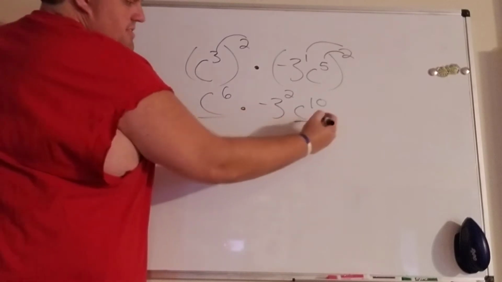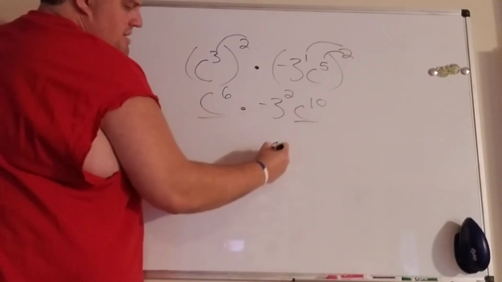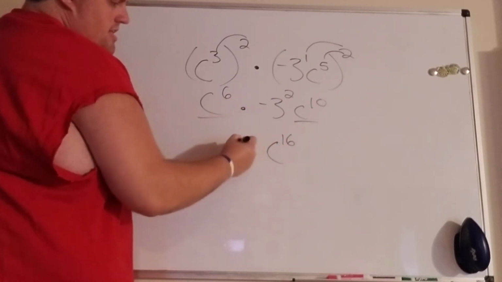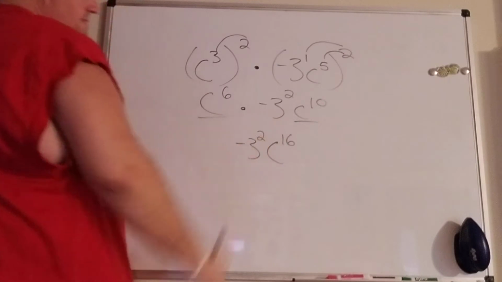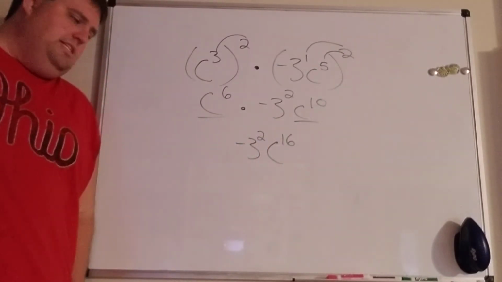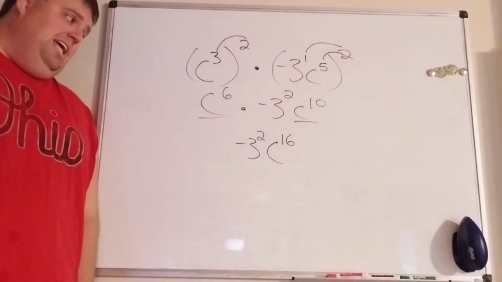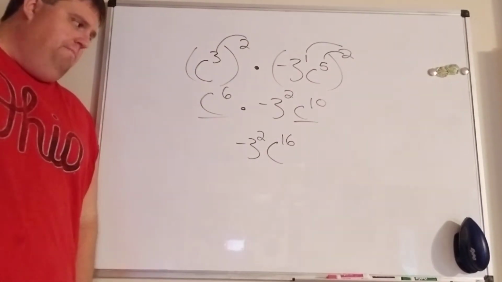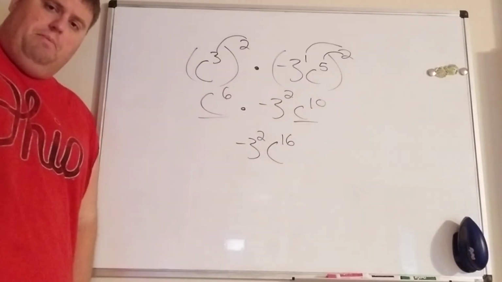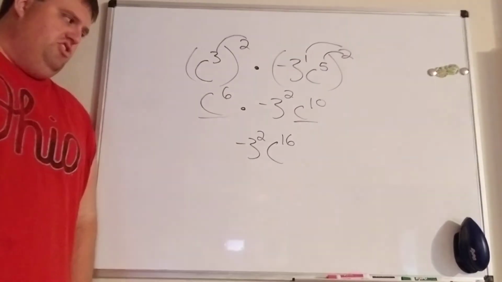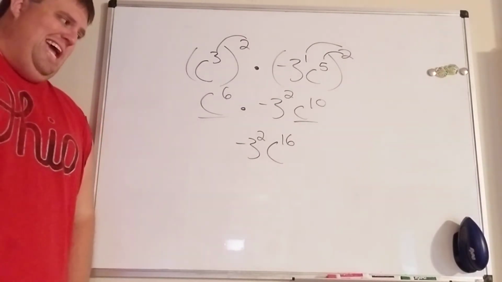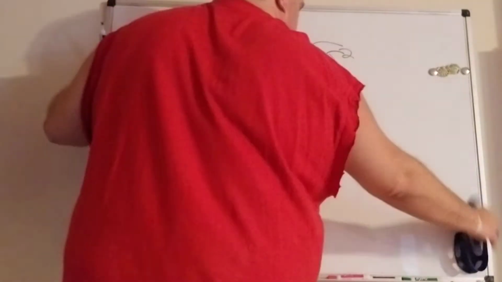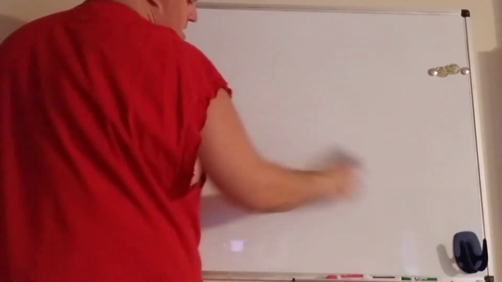And then our c's have the same base. So we can keep the base and add the exponent since we're multiplying. So that's c to the 16th. And then we'll just leave negative 3 squared c to the 16th. Now some of you might have had 9 c to the 16th. Remember, you don't have to, all we're doing is simplifying here. You don't have to solve what that exponent is on the number, on like the coefficient, if you will. So we can just leave it negative 3 squared and we're good there. All right?